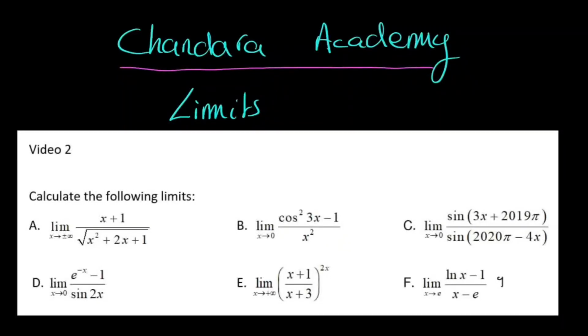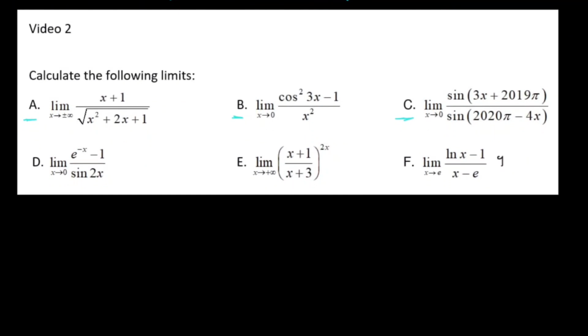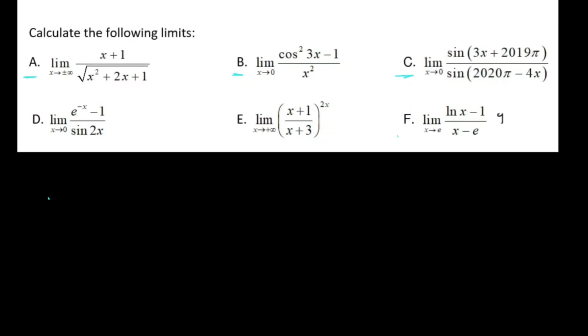In today's video, we are going to find the limits of different expressions. So we are in part 2 of the video. In part 1, we solved expressions A, B and C. In this video, we will solve expressions D, E and F. Let's start with D. So the expression D of x is equal to exponential of minus x minus 1 over sinus of 2x.